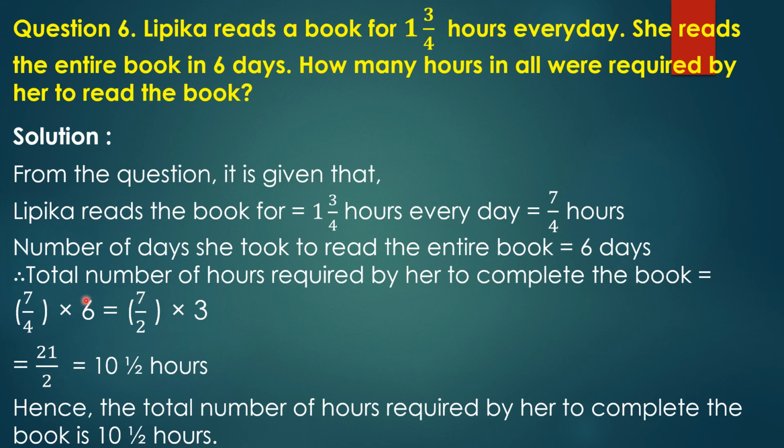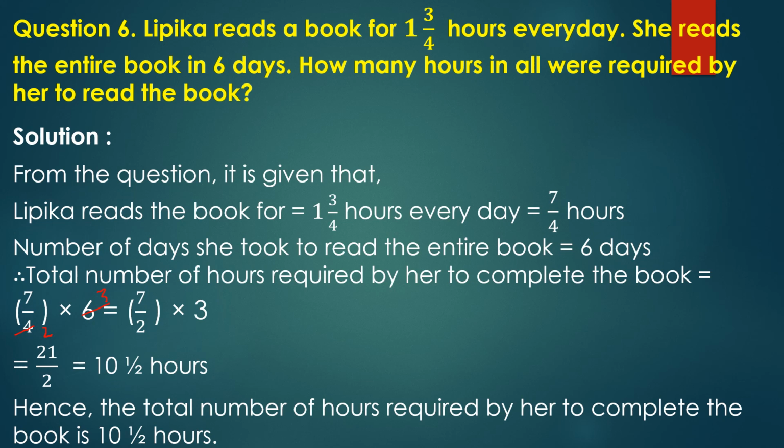Correct. Therefore the total number of hours required by her to complete the book, how much? 7 by 4 into 6, because 7 by 4 hours every day she is spending and in 6 days she completed the entire book. Therefore 7 by 4 into 6, which is equal to 7 by 2 into 3, because 2 2s are 4 and 2 3s are 6. Therefore this will become 7 into 3, it is 21 divided by 2. So 21 by 2 hours.